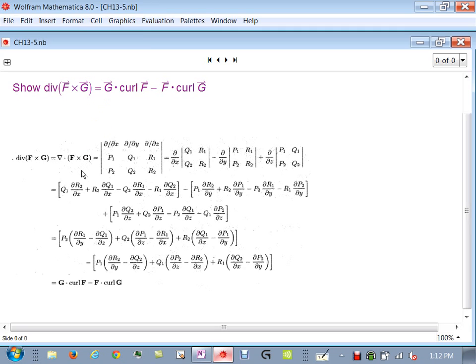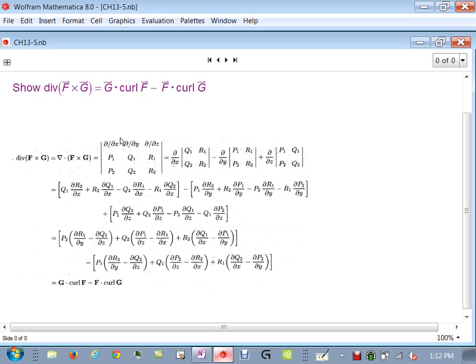This one's pretty straightforward. Div of something is the gradient dotted with whatever it is. Okay, so this is going to be, what are we setting up here? What does it look like? Cross product, right? Cross product, okay? Cross product P1, Q1, R1 is what?